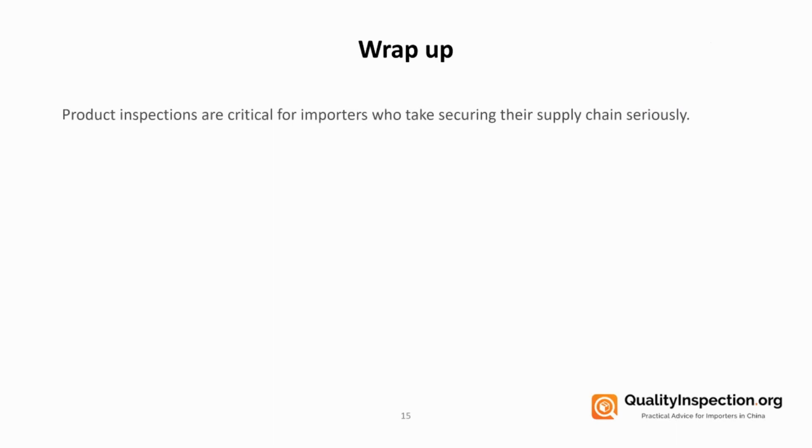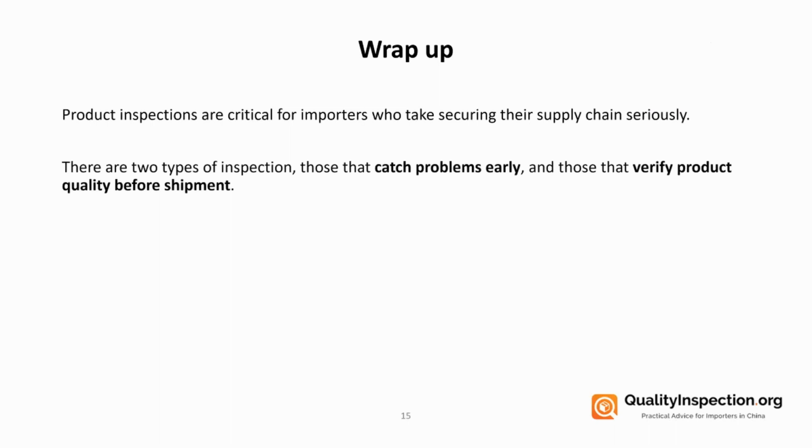So let's wrap it all up. Product inspections are critical for importers who take securing their supply chain seriously. There are 2 types of inspection, those that catch problems early and those that verify product quality before shipments. These complement each other quite well.